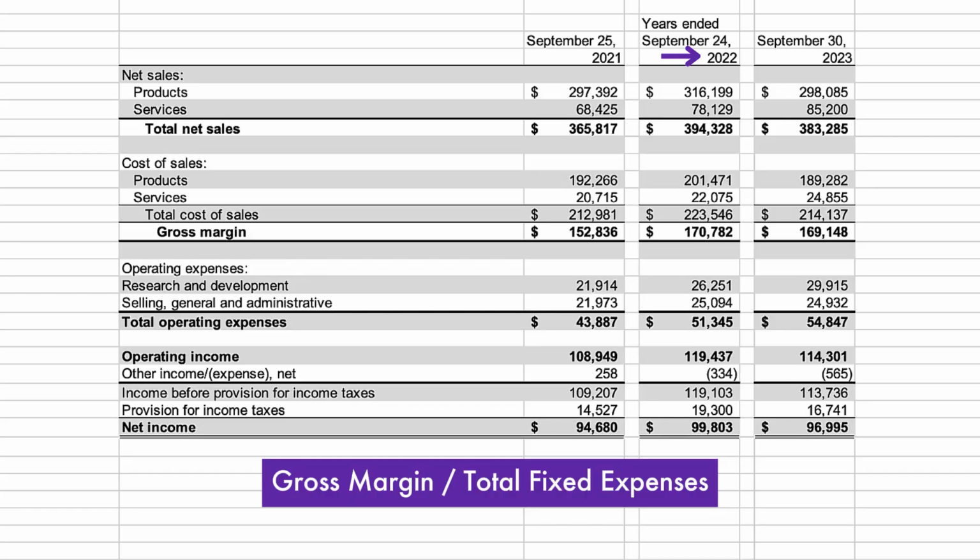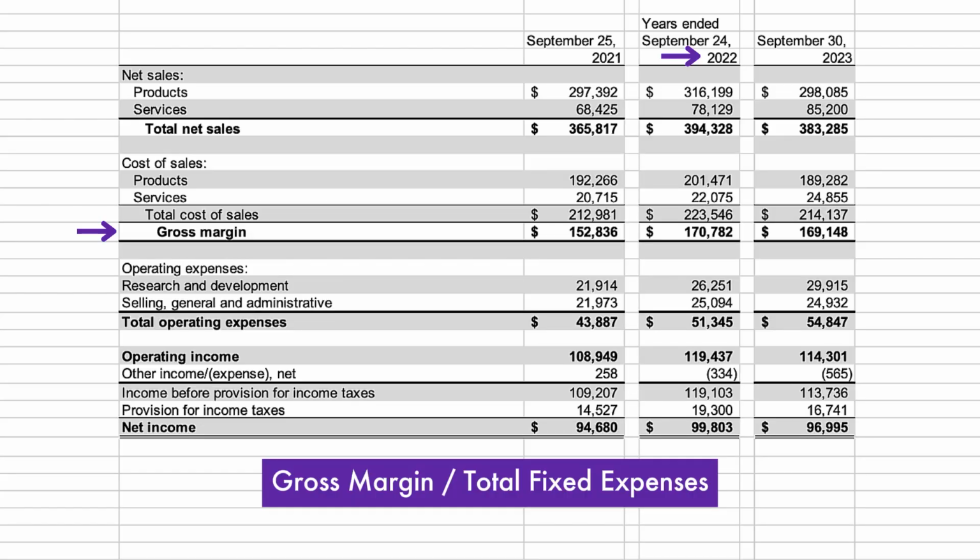It can depend on the industry that you're in. There are some industries that have a lot more fixed expenses compared to other industries. But overall, you want to make this number as high as you can. But let's take a look at the next years with Apple.